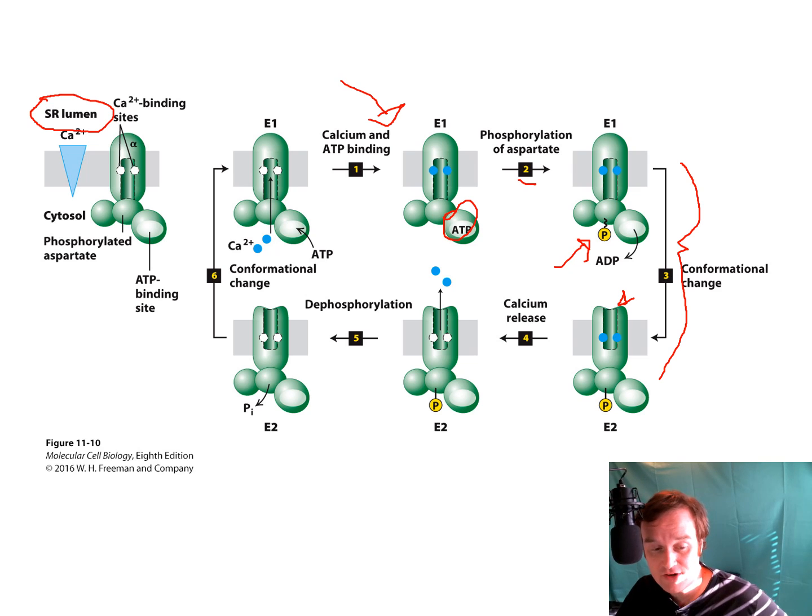In step 5, we have this dephosphorylation that occurs. So we're removing that phosphate group, and once that happens, we go back to this conformation that we started with, E1, where the channel is now back on the other side and not releasing into the lumen. It's back on the cytosolic side.